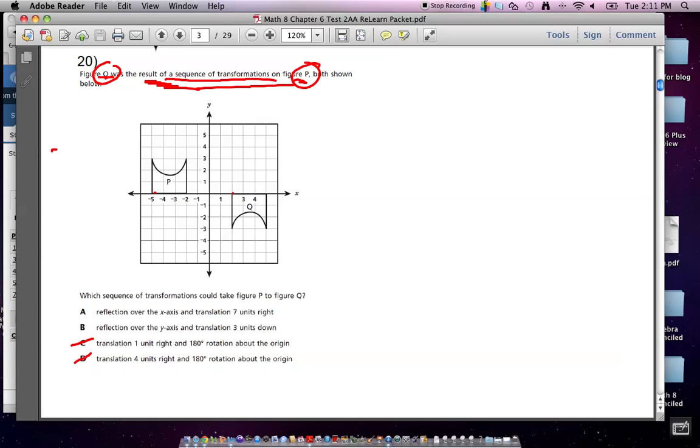So I'm either going to reflect over the x-axis or I'm going to reflect over the y-axis. If I reflect over the y-axis, I'll come all the way over to here. But then I'm not translating it anywhere. I reflected it over the y. To get down to where Q is, I'd have to reflect it again. Gee, I don't think that's going to work.